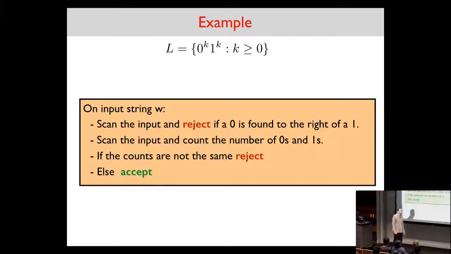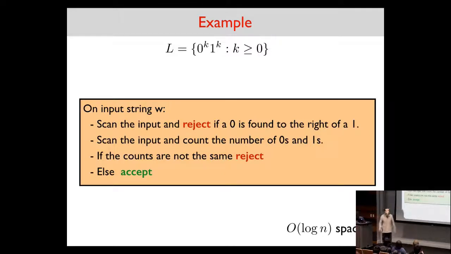Here is another algorithm for the same language, but now this is going to be more space efficient. So you scan the input again, the first step is the same, and then you count the number of zeros and then count the number of ones, and then you compare them, right? So the first step makes sure that they're in the right order, and then in the second step you count the number of zeros and ones. So what's the space complexity going to be for this one?